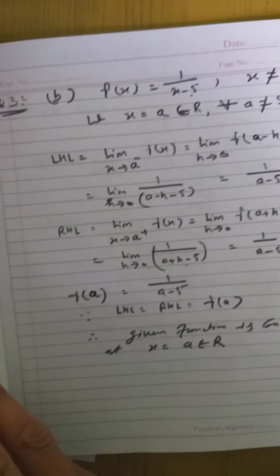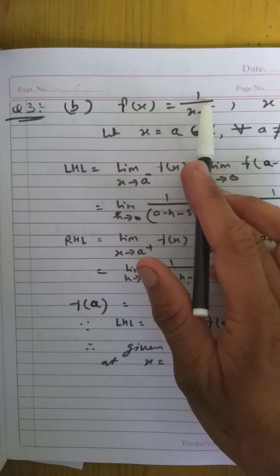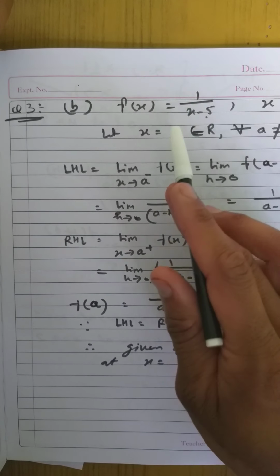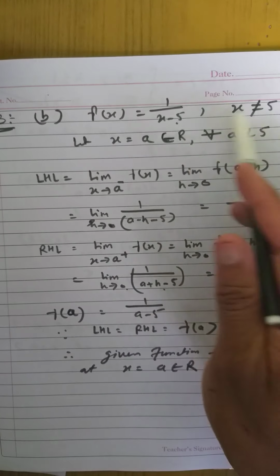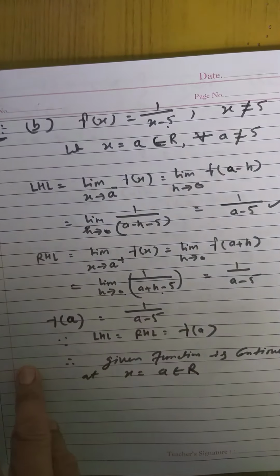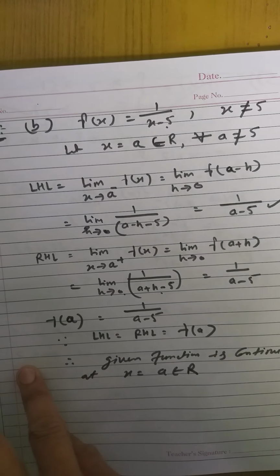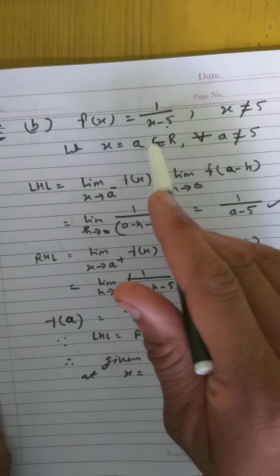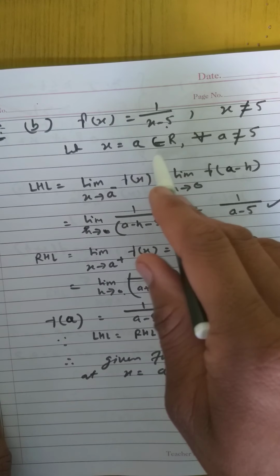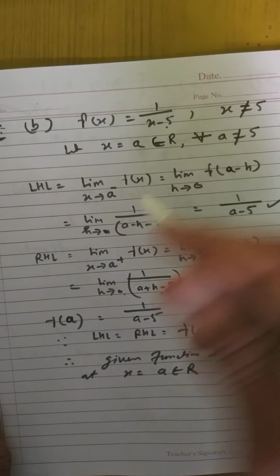Now question number third, B part. f(x) equal to 1 upon x minus 5, x not equal to 5. We have to discuss its continuity. Let x equal to a belong to real numbers, for every a not equal to 5. Right? Let x be any real number, that is, belonging to R.